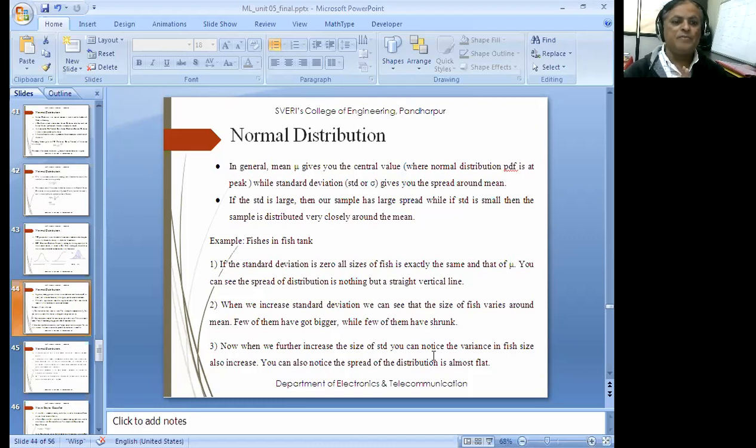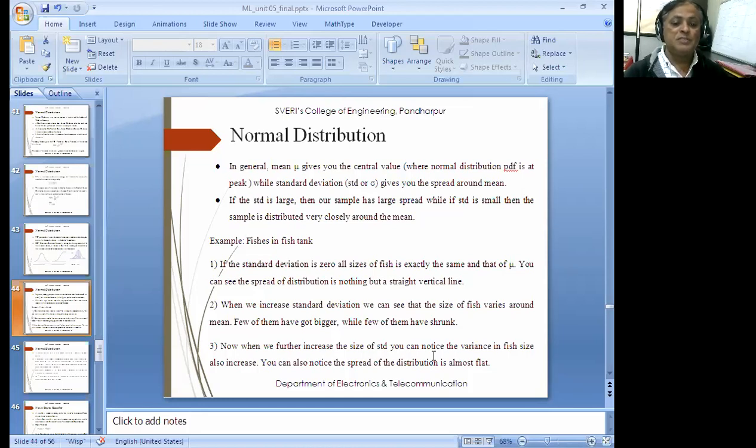Okay, few of them have got bigger, while few of them have shrunk. कुछ बड़े हो गए fish, कुछ छोटे हो गए. Whereas in case of 0 अगर standard deviation value है तो मतलब size उसका exactly fish का same है. लेकिन अगर standard deviation की value हमने बढ़ा दी तो आसपास के fish कुछ बड़े हो गए, कुछ shrink भी हो गए. Now, if you further increase the standard deviation, you can notice that the variations of the fish size also increase. So variance of the fish size also increases.